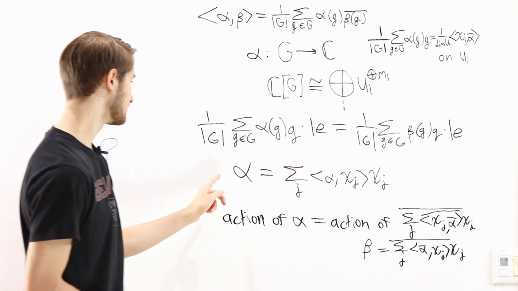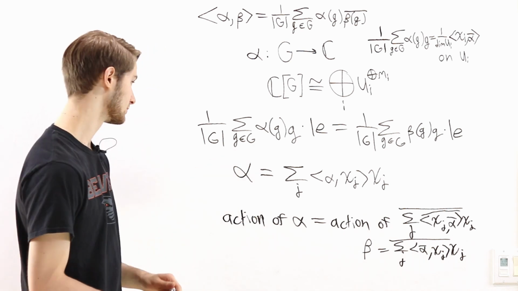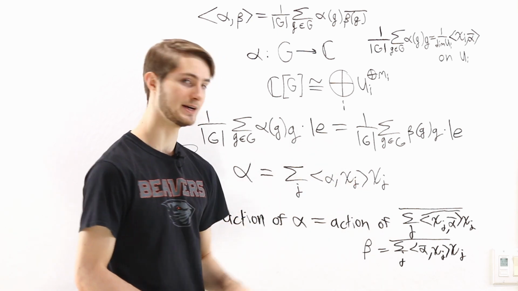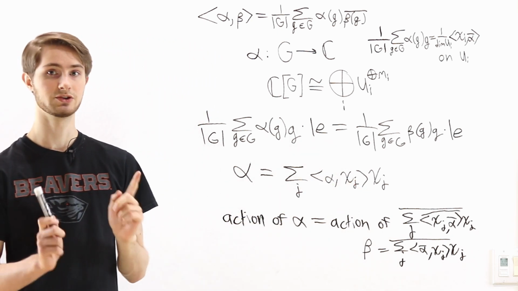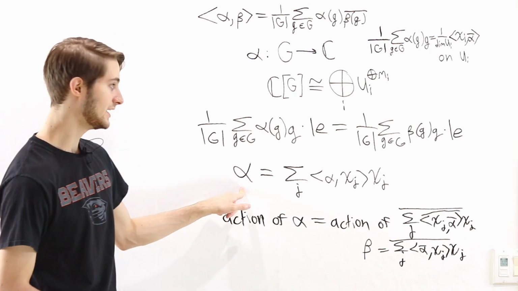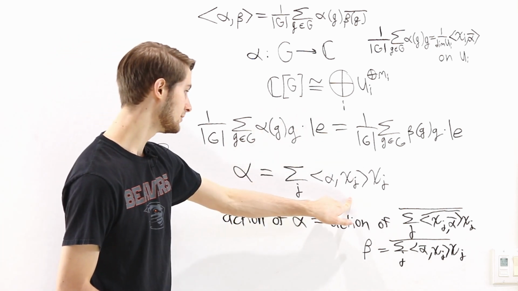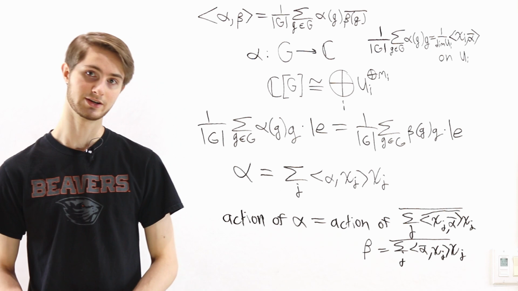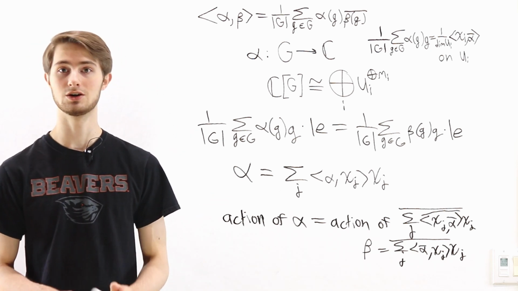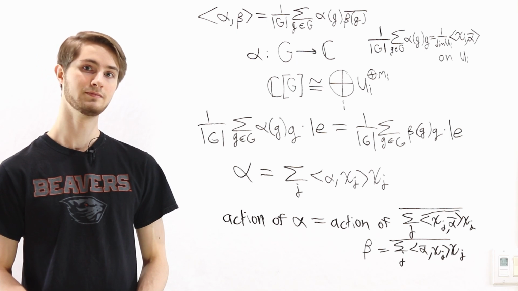Alpha is equal to the sum over all irreducible representations of the inner product of alpha with chi j times chi j. The part that's most important for us right now is that we've written every class function alpha as a linear combination of the irreducible characters. And from this we conclude that the irreducible characters generate all class functions on G.